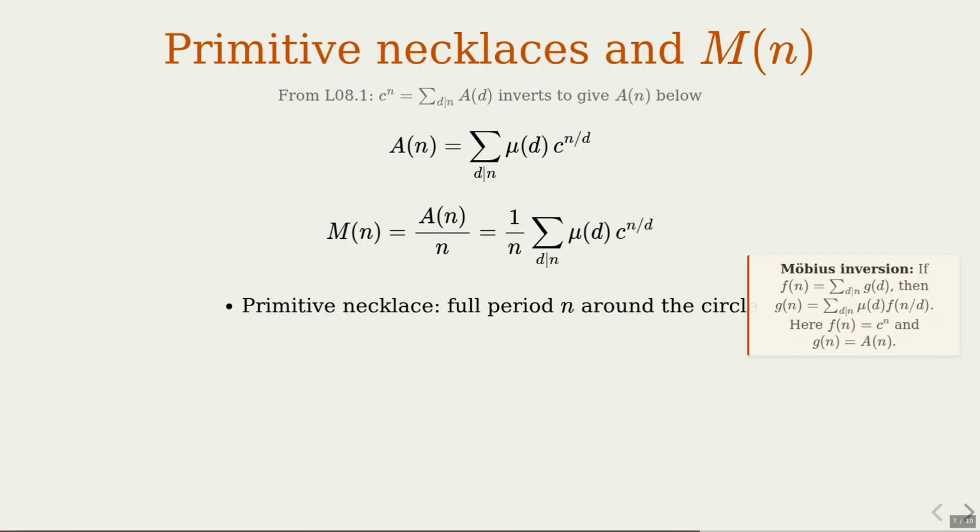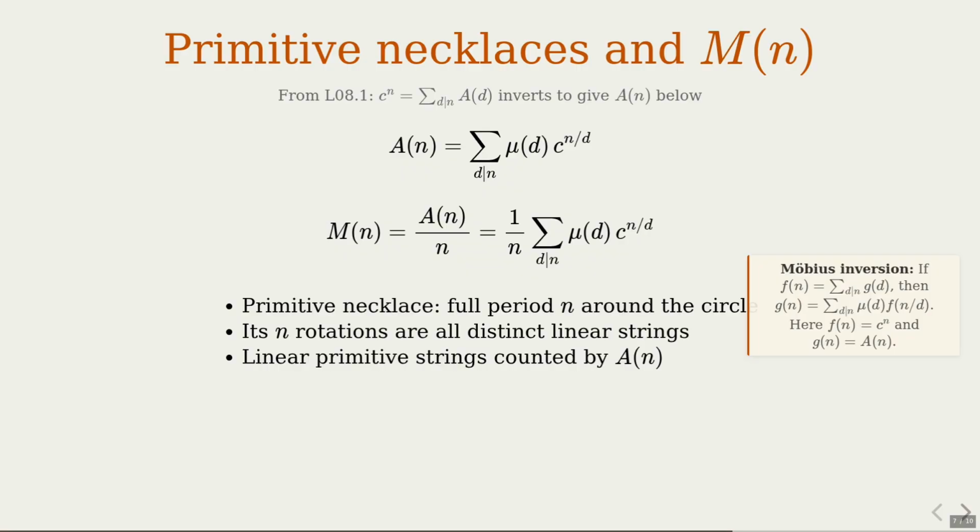A primitive necklace looks new at every rotation until you have gone all the way around once. If you cut the circle at different starting beads, you get n different linear strings that all represent the same necklace. So A of n was already measuring how many full period strings we have before wrapping them into circles. Sharing those strings into groups of size n under rotation gives us the primitive necklaces counted by m of n. This formula for m of n fits beautifully with the one for N of n, tying together Möbius inversion and rotational symmetry.